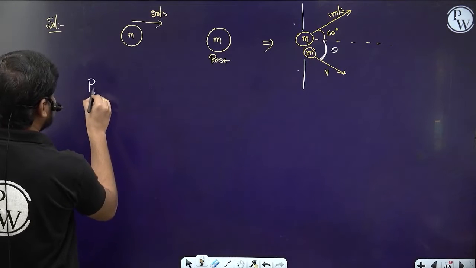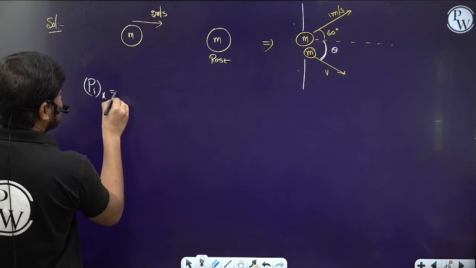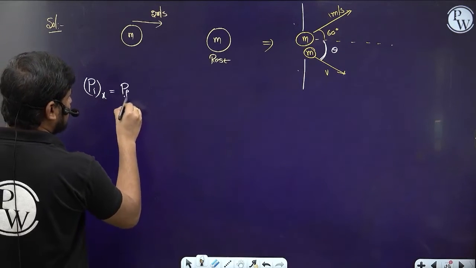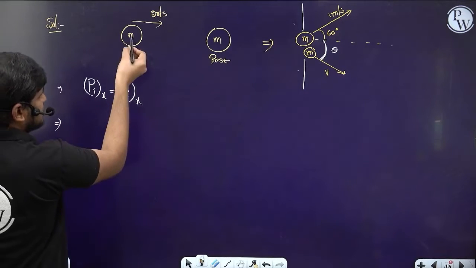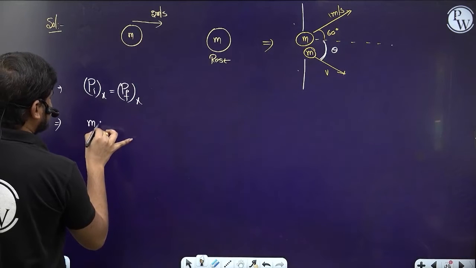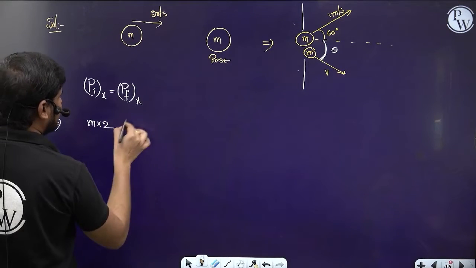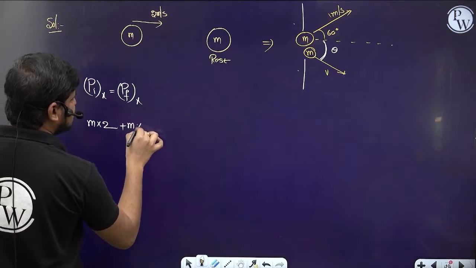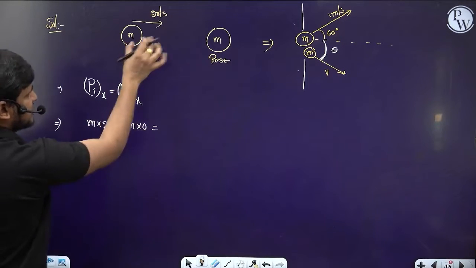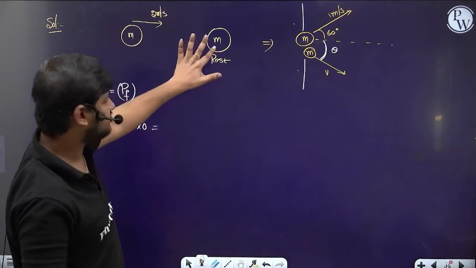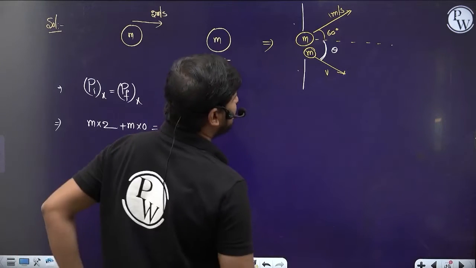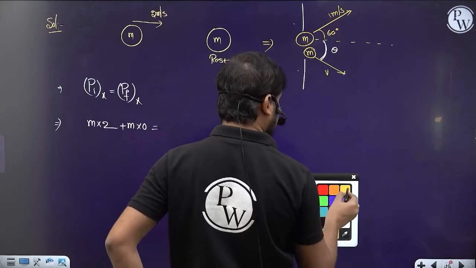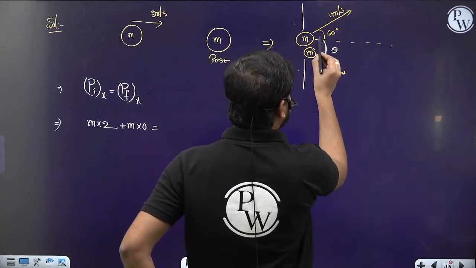The first thing is the initial momentum in the x direction is equal to the final momentum in the x direction. Initially we have the first ball of mass m and its velocity is 2, and the second one of mass m is at rest, so its initial velocity in the x direction is 0. So that is the total initial momentum in the x direction. Now what is the final momentum in the x direction? Tell me.